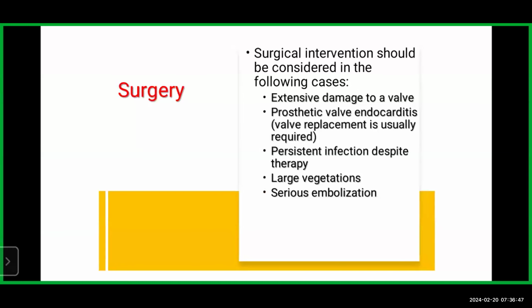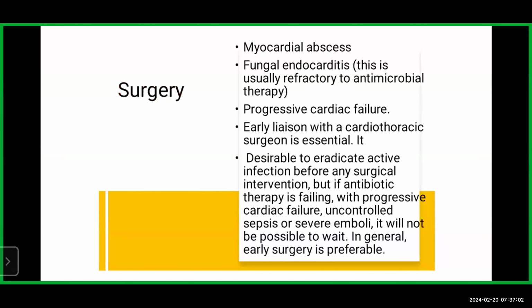Okay, then surgical intervention should be considered if there's extensive damage to the valve, if there's prosthetic valve endocarditis where you need to actually replace the valve, if there's persistent fever that indicates persistent infection, if vegetations are large, and if there's serious embolization, because it may actually happen again.